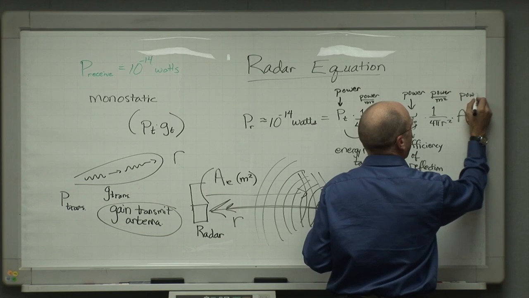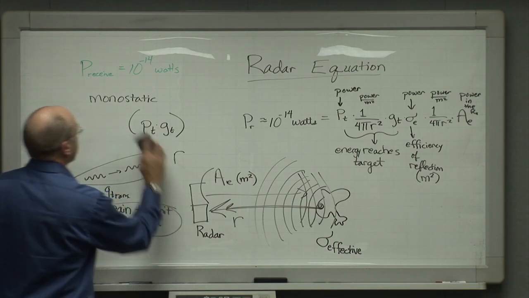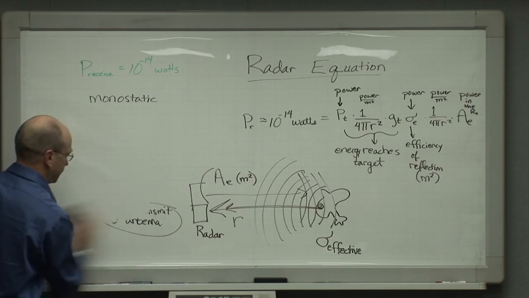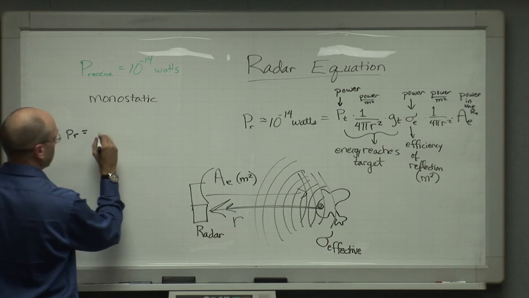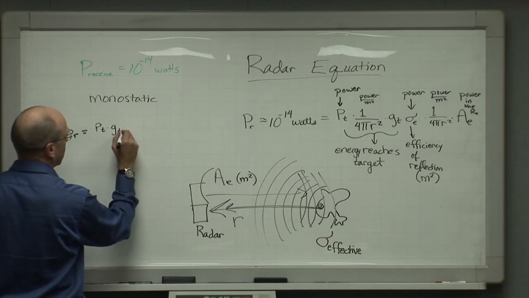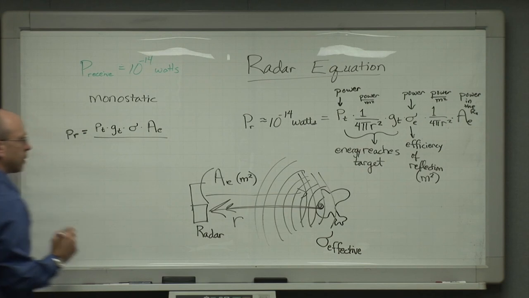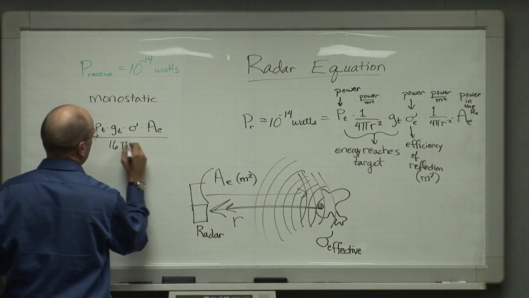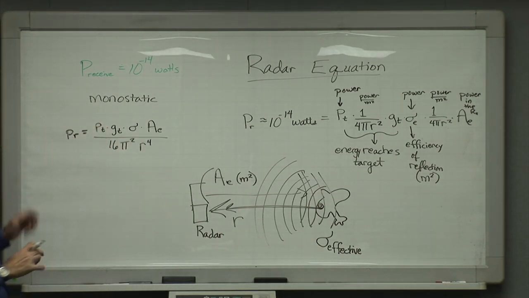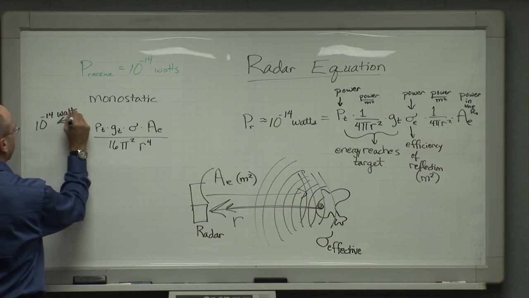And that brings us back to power in the receiver at that point. And so the radar equation becomes P sub R is equal to P sub T times G sub T times, I'll just call it sigma just to make it easy, times the effective area of the receive antenna, which again is not necessarily the same as this physical cross section, divided by 16 pi squared R to the fourth. Okay, so far so good. And we know that eventually we're going to put 10 to the minus 14 watts in for P sub R.